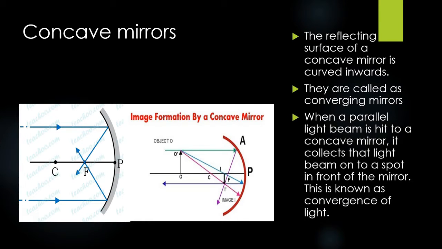The reason for that is when a parallel beam of light comes and hits a concave mirror, the concave mirror collects that light beam onto one spot in front of the mirror. So this process is called as convergence of light. That is why we are calling concave mirrors as converging mirrors.